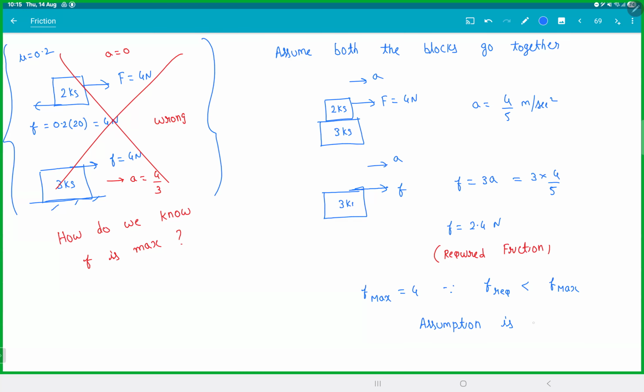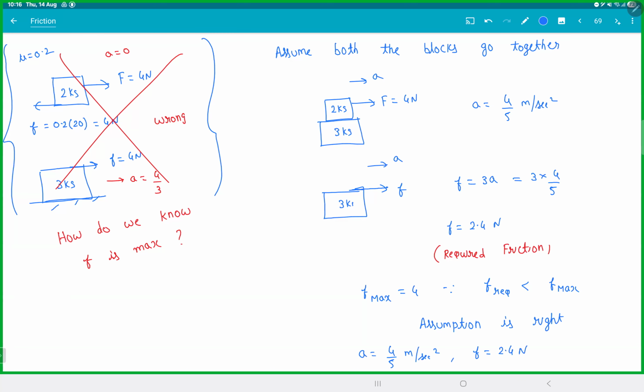And with what acceleration? 4 by 5. How much friction do you want? Again, how much can I give you? 4. But how much are you asking? 2.4. So how much will I give? 2.4. So therefore, the answer is 4 by 5. They're going with 0.8 meters per second square, and the friction value is 2.4 newtons. It is not a 4.